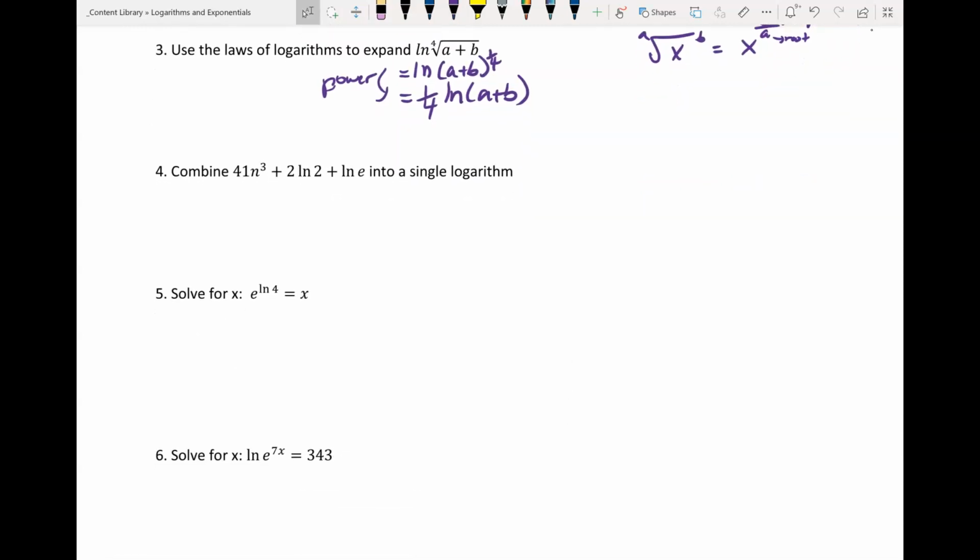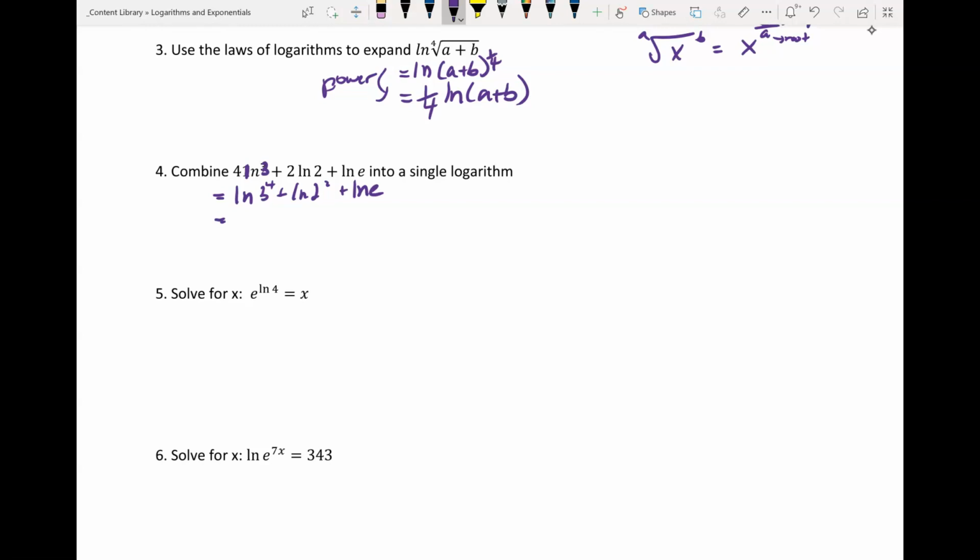Our next example, we're just going to change this a bit because, again, typo. It's hard to format this into Word sometimes. So we're going to combine 4 ln 3 + 2 ln 2 + ln e into a single logarithm. I'm going to use our power law here to bring any number in front of our ln to the inside of our ln. So it'll be ln 3 to the power of 4 + ln 2 to the power of 2. And ln e is equal to 1 as one of our properties, but because I'm trying to combine this into a single logarithm, I'm not going to change it to 1, because then I can't. So I'm just going to leave it as ln e.